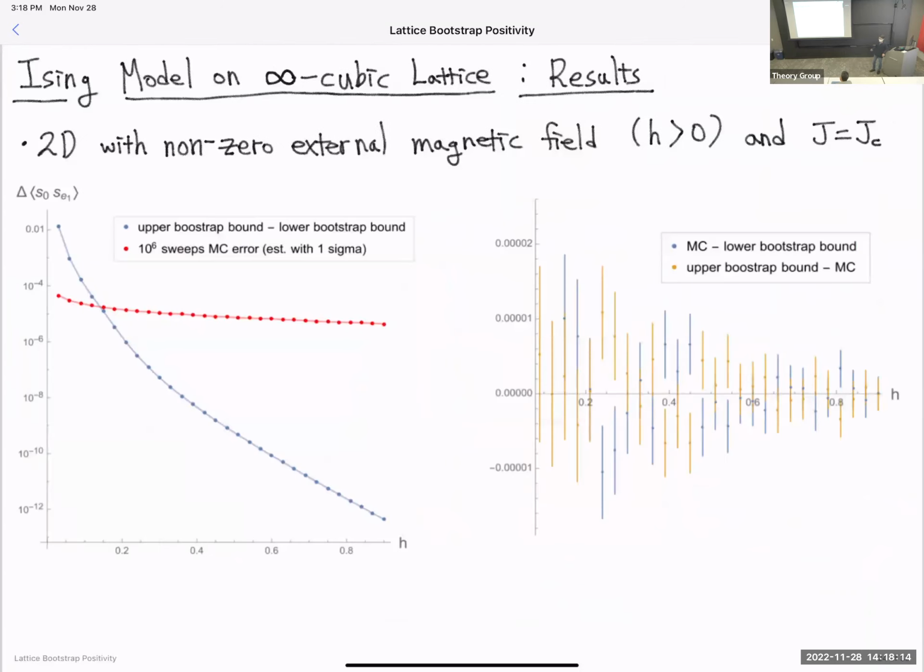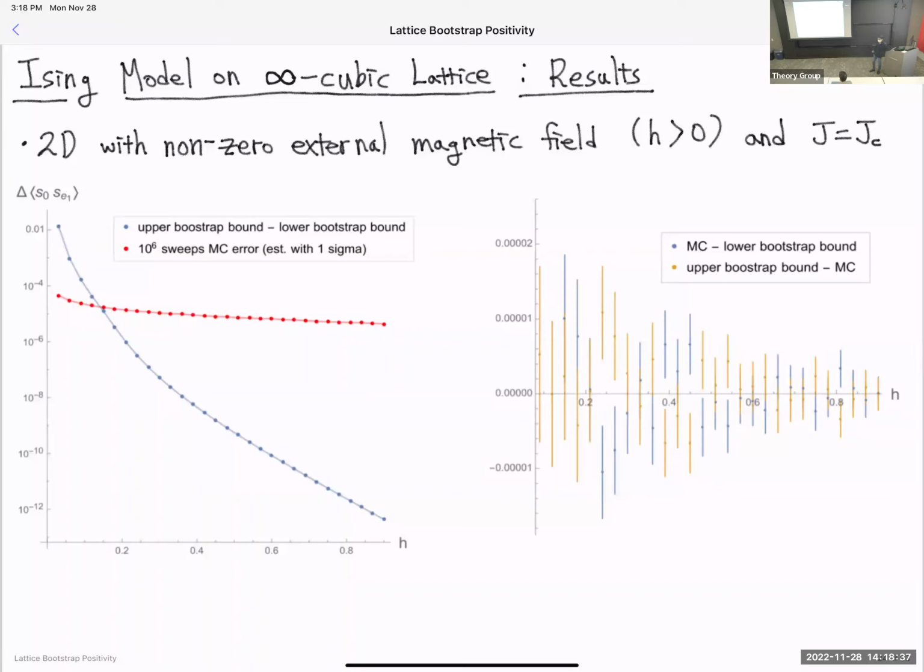Let me compare to Monte Carlo again. So in order to visualize it better, I'm looking at the slice where J is equal to J critical. It doesn't have any intrinsic meaning. So this is again the difference in the upper and lower bounds as a function of H. This is the positivity bounds. While for the Monte Carlo error, I'm plotting the 1 sigma error bar.